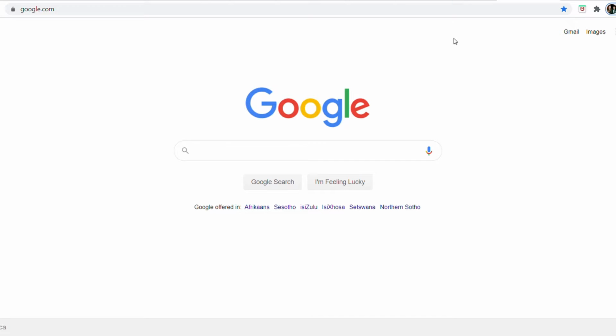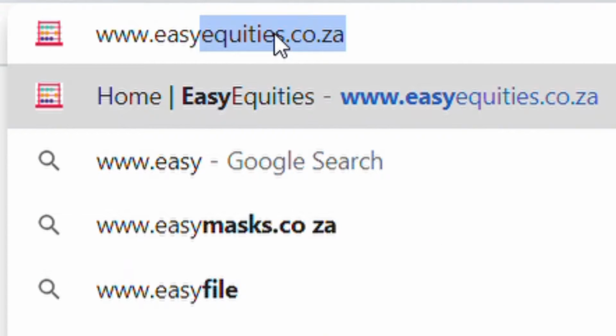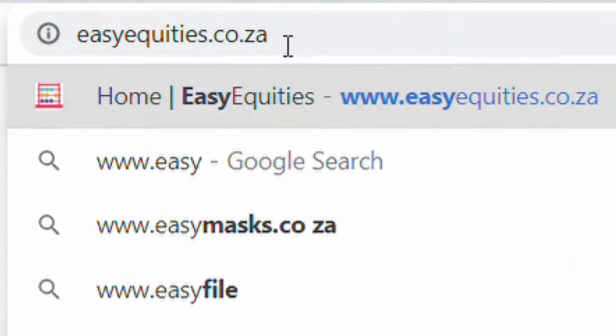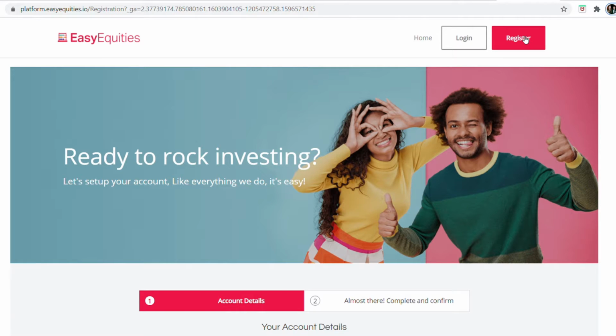When you're on the internet, go ahead in the top URL and type in www.easyequities.co.za, then press enter. You will then arrive at the home page. Now, in order to set up an account, you'll go ahead and click on the red register button, and that'll take you to the registration page.